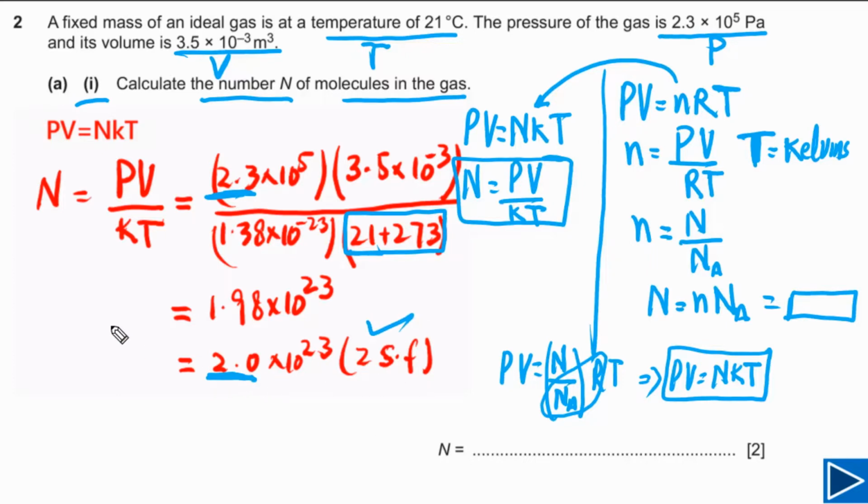This question has 2 marks. If you follow this method, the first mark will be for this step, if you have written n is equal to PV over RT, and the second mark is if you have done this step and got the right answer, the answer mark. So this has 2 marks. But if you have used this formula, this will give you 1 mark, and the final mark is the answer mark. You will get the answer mark if you got the right answer.